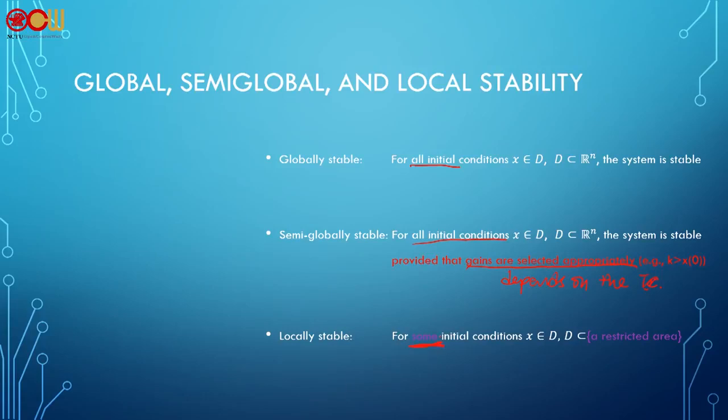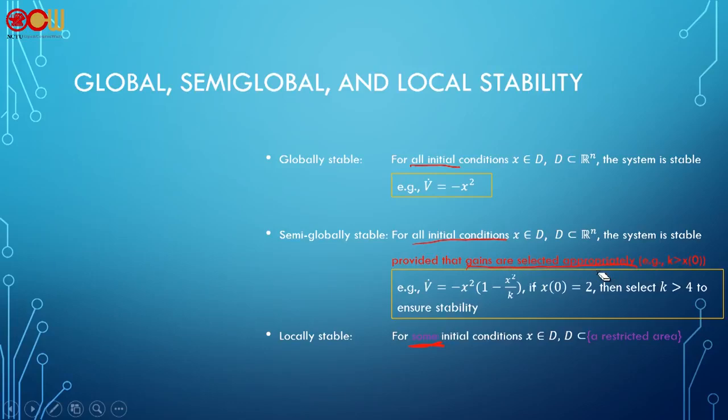So for example, for global stability, if you find a V and you find your V dot after you substitute your closed-loop dynamics, you have this V dot, which means what? For any x, no matter what x is, this V dot is always negative definite, right? Because no matter where x is, V dot is negative, so it's always stable. Okay, so it's global stability.